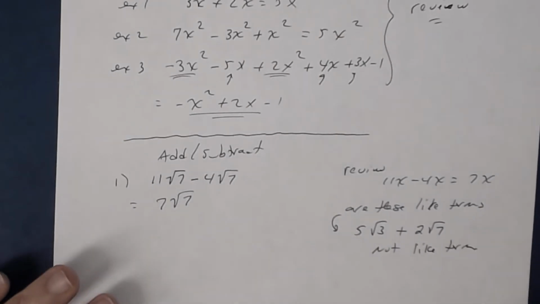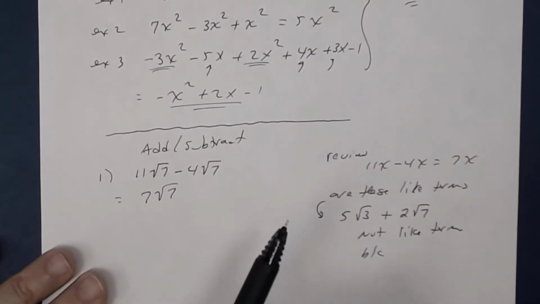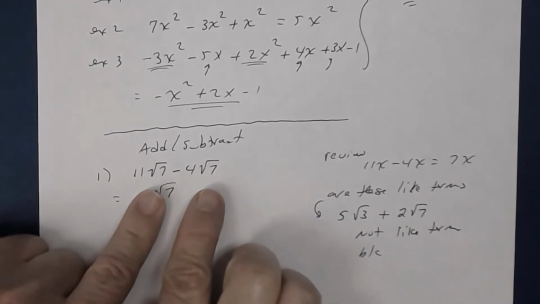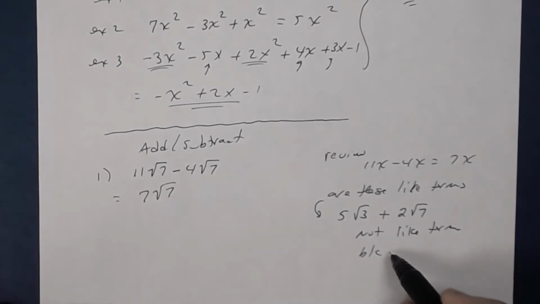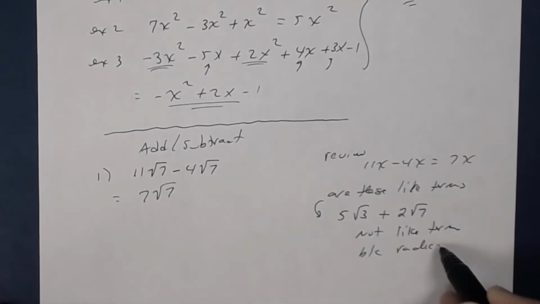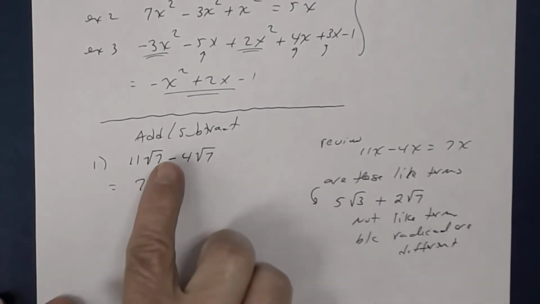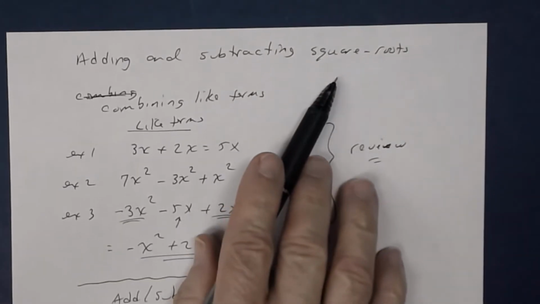Those are not like terms because whenever you're dealing with square roots, you have to make sure the radicands are the same to be like terms. Because the radicands are different, they're not like terms. Not like terms because the radicands are different. So the radicands the same?